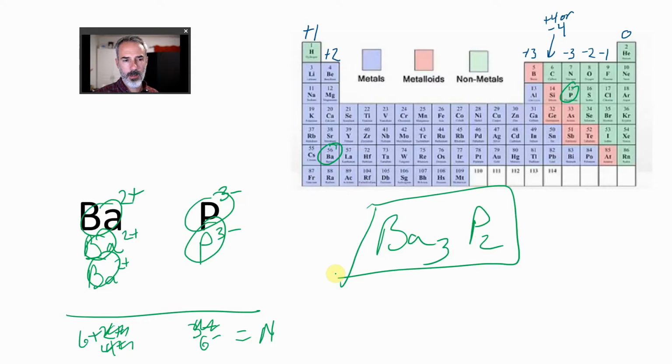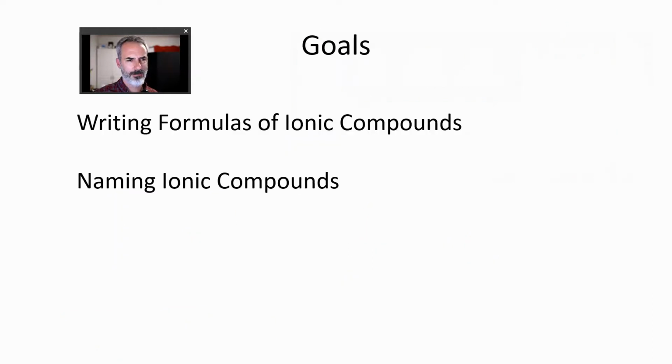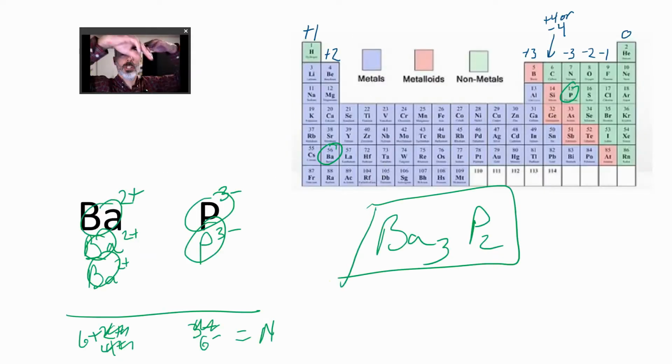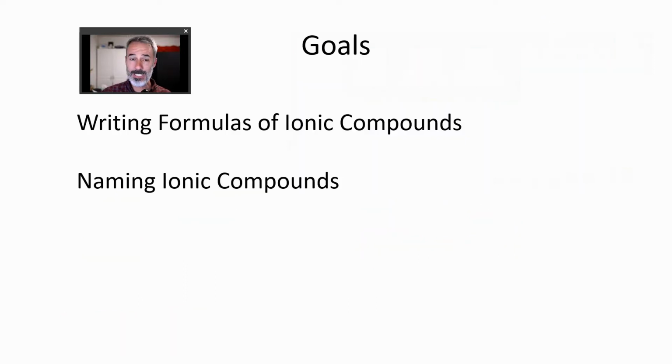By the way, you might hear in your chemistry studies about an idea called the crisscross method. There's a reason we don't do the crisscross method in this class, and I will show it to you later. If you learn it from a friend, I'll show you the problem with the crisscross method. Okay, so in this lesson, all we did was learn to write formulas of ionic compounds. But believe it or not, we're not done, because we're going to learn to name ionic compounds right now.